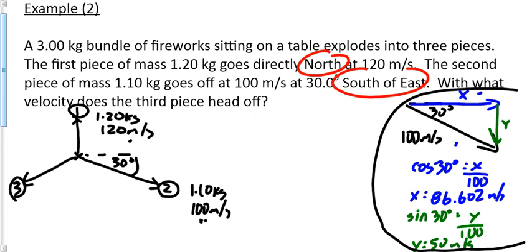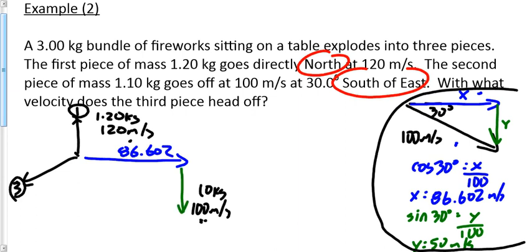So to remind me of that, I may choose to erase that 100 completely and replace it with an 86 and a 50. I'll keep the 1.10 kilograms in there because the mass hasn't changed, but the 100 meters per second is gone now and replaced with an 86 and a 50.